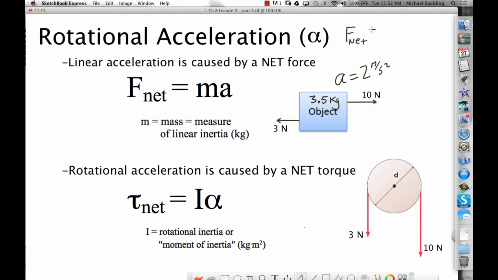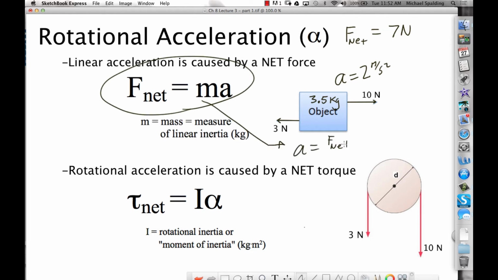Right? Now, how did I figure that out? What's the net force for this situation? Well, 10 to the right, 3 to the left. What does that simplify to? 7 newtons to the right. Acceleration is going to be F net divided by mass. So the net force is 7, the mass of the block is 3.5, and this gives 2 meters per second squared, right?